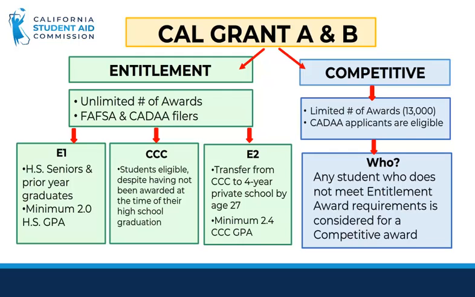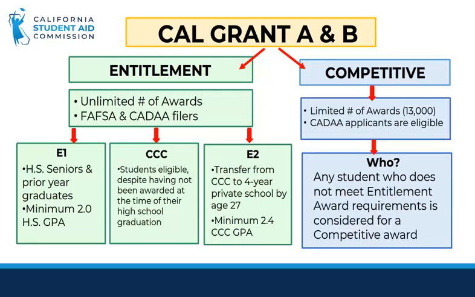So who is eligible for entitlement grants? High school seniors and last year graduates are eligible for high school entitlement grants, or E1. This means that the easiest time to be awarded a Cal Grant is as a high school senior or the year after high school graduation.